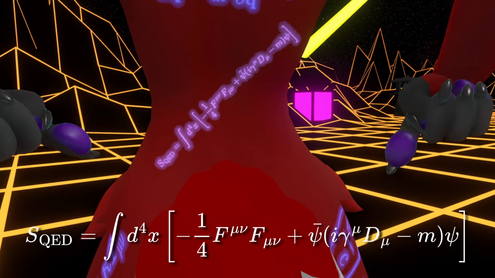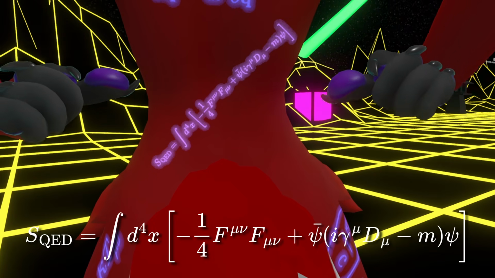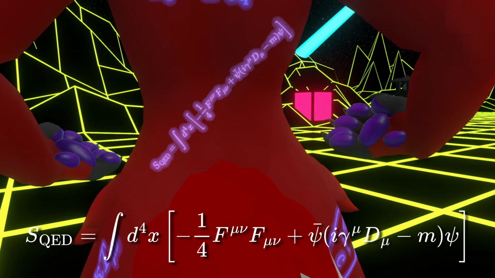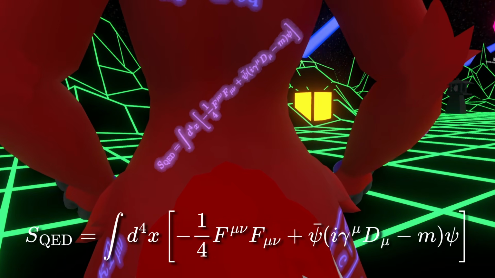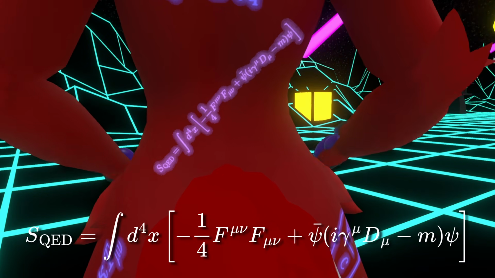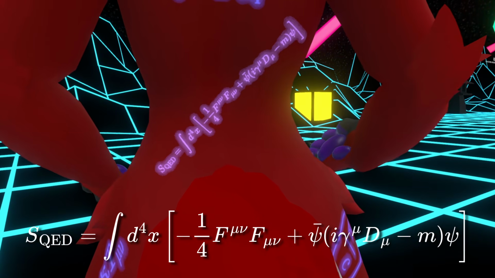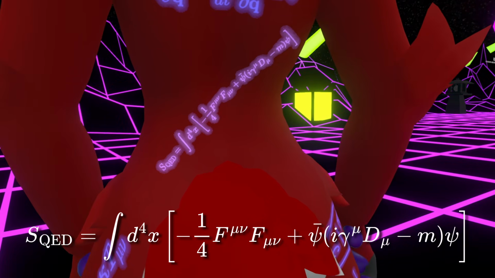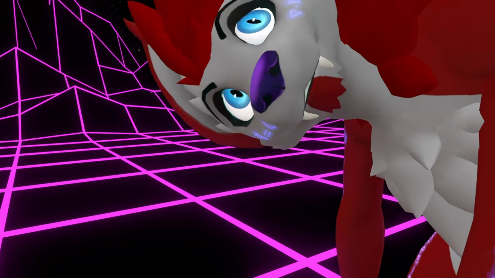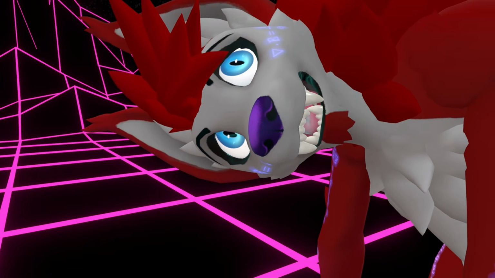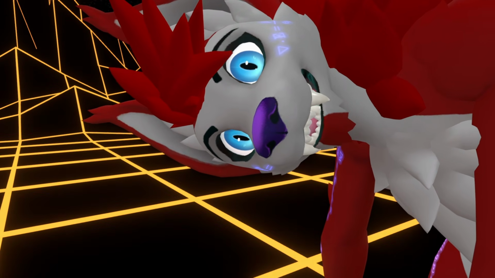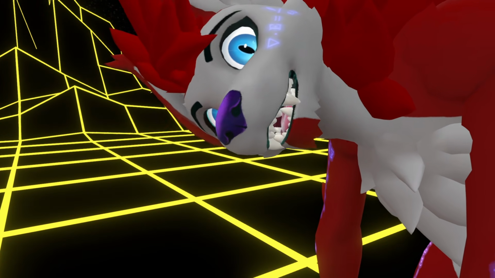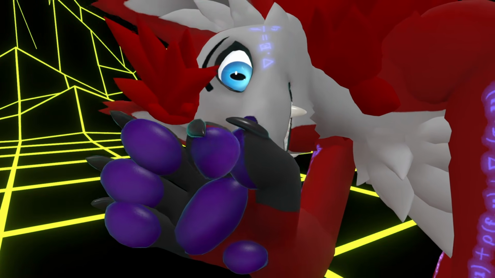For example, this big thing that's on my back here is the action for quantum electrodynamics. Basically, it describes quantum particles that are moving relativistically fast using the electromagnetic force. Yeah, it's a big one, right? Forgive me, I decided to not have the action for quantum chromodynamics on my body. I think that one would have been a little bit too much, just a little bit.